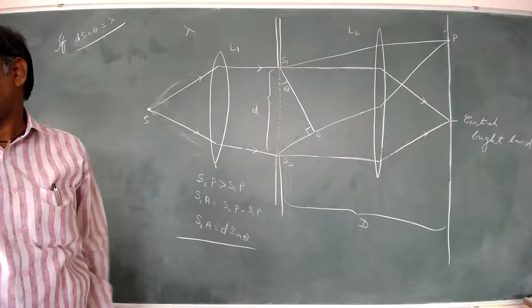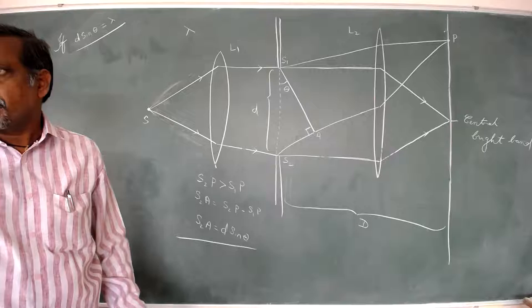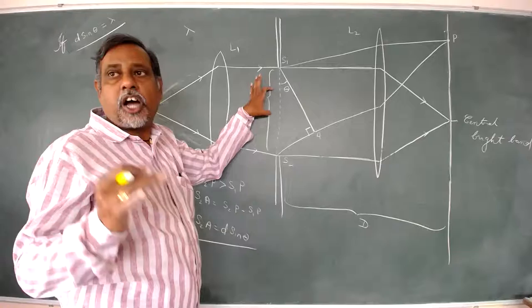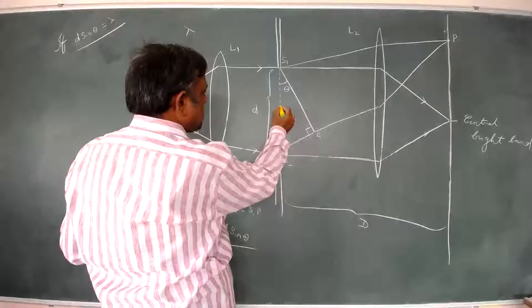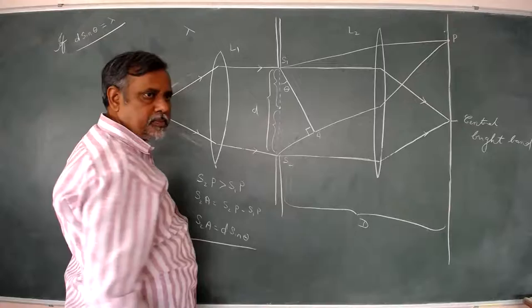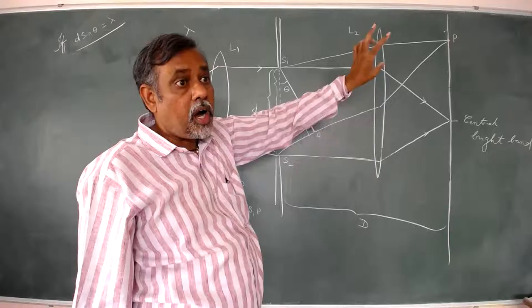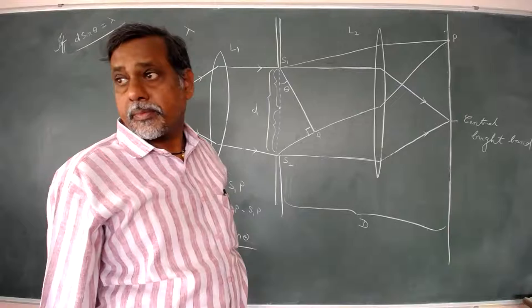Why dark band? The reason is this: whatever the width we have taken here, this complete single slit width is to be assumed as two equal portions. This is the midpoint. This is taken as one portion, and this is taken as one portion. From one portion, some amount of light is reaching the point P, and from the second portion, some amount of light is also reaching the point P. These two lights are out of phase. There will be a phase difference of 180 degrees.